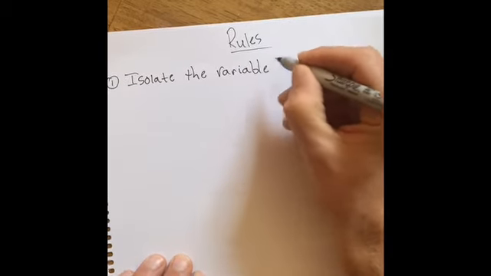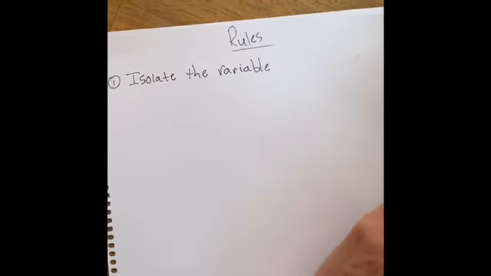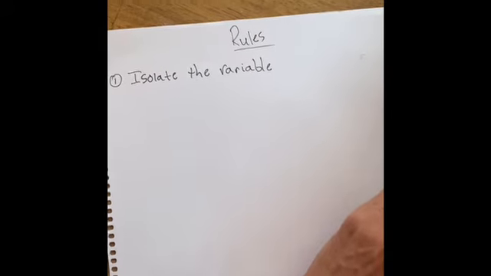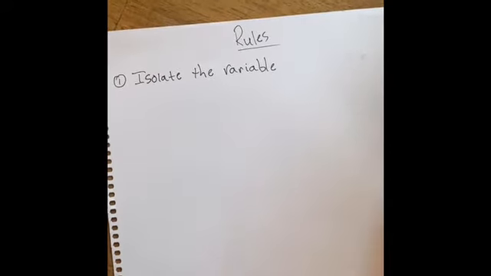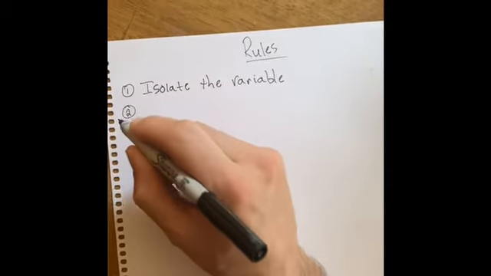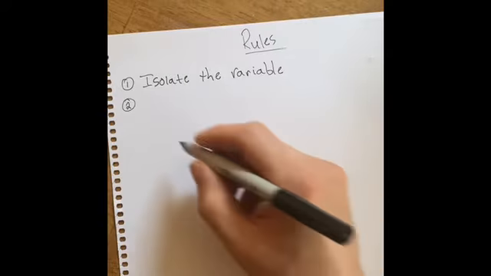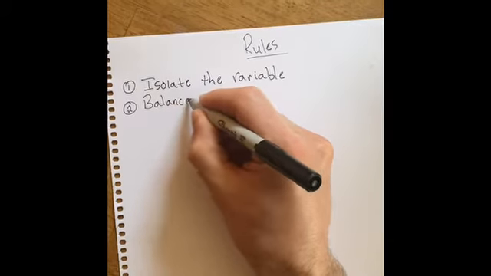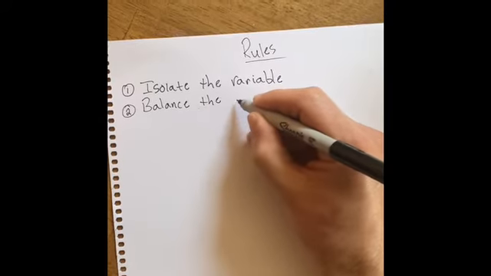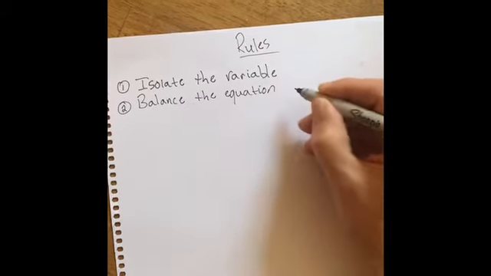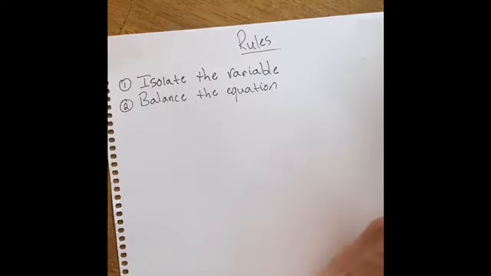And all that really means is that the letter has to be by itself on one side of the equal sign. We'll talk more about that in a moment. The second important rule is we have to do something called balancing the equation. So we're going to balance the equation. And we'll talk more about that in just a sec as well.